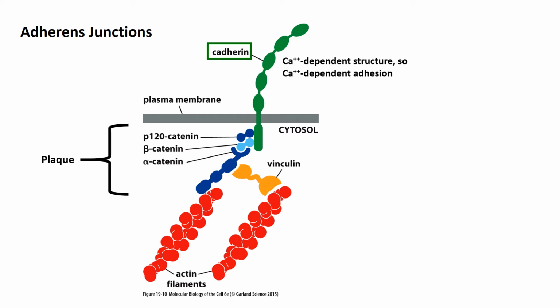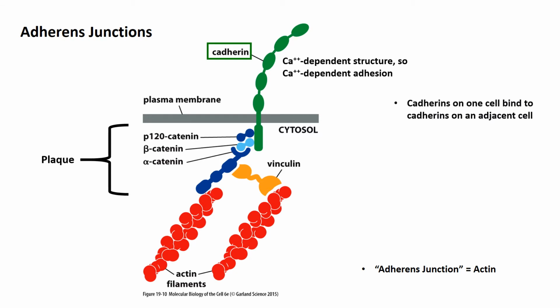On the cytoplasmic side of the membrane, various adapter proteins assemble with the cadherin cytoplasmic region to create a dense structure known as a plaque. That plaque links the cadherin protein to various cytoskeletal elements. In the case of adherens junctions, the cytoskeletal element that's linked is actin. Cadherins on one cell associate with cadherins on an adjacent cell to form an adherens junction.